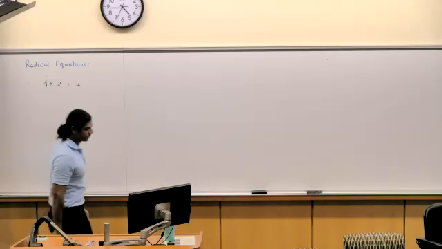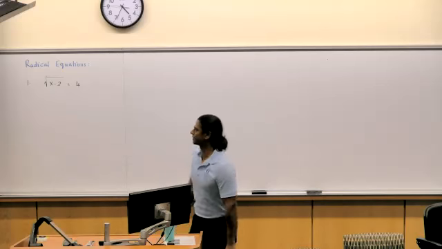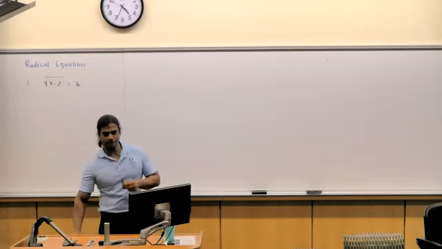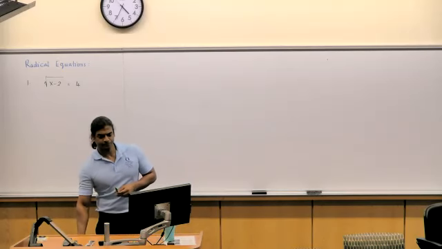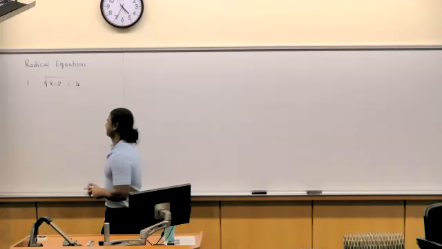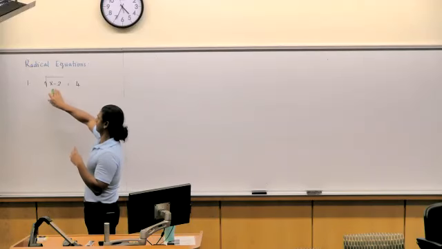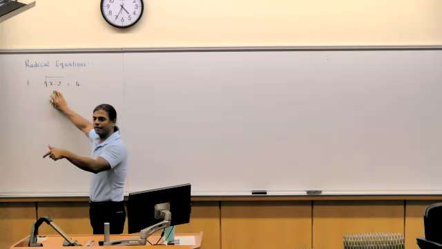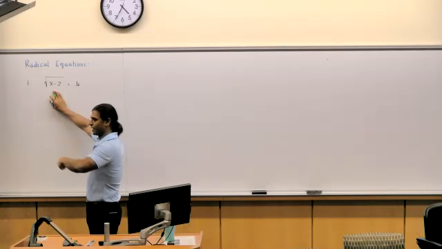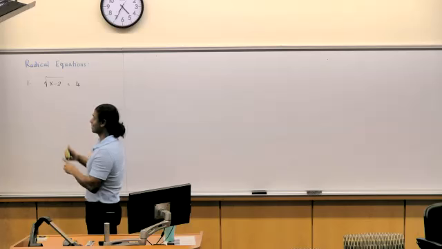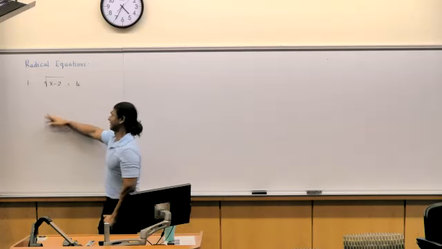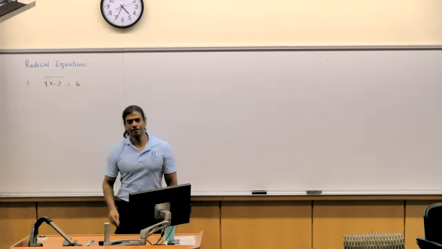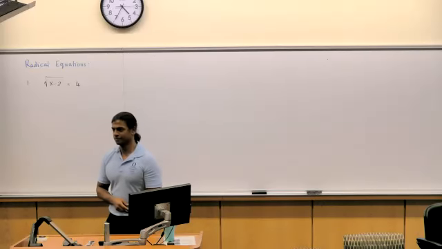So let's start simple. Square root of x minus 2 equals 4. And we want to find the solution to x. x minus 2 is trapped inside the root. Yes. And we want to solve for x. So somehow we have to liberate the x. How would we do that? We want to eliminate the radical. How do we eliminate the radical?